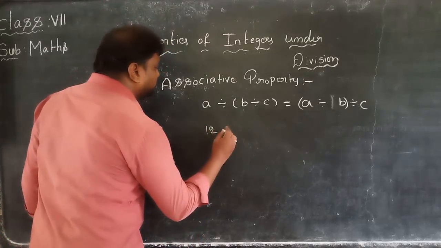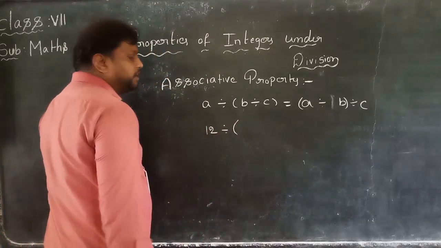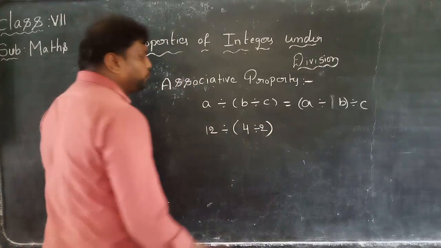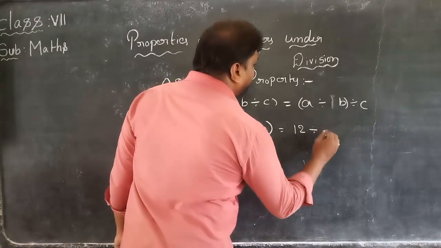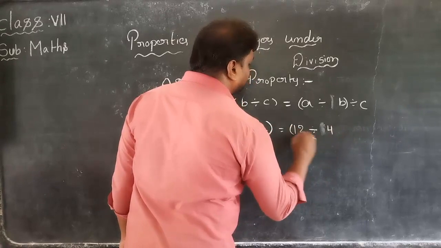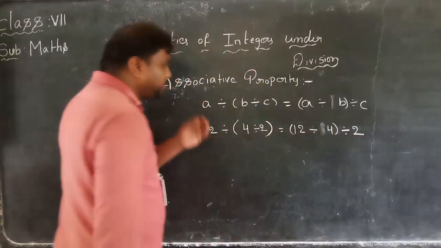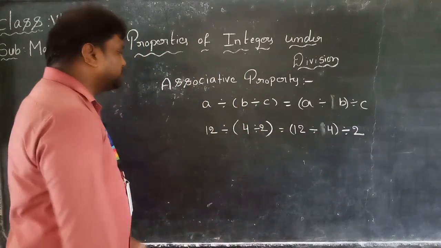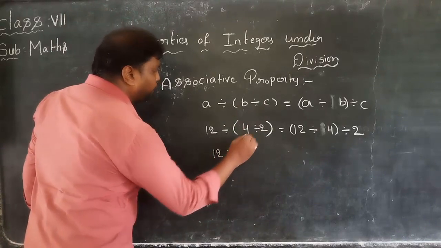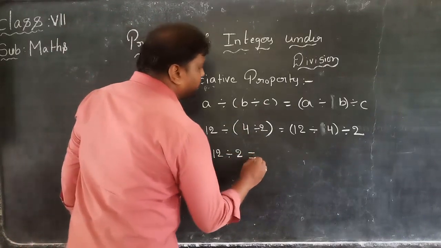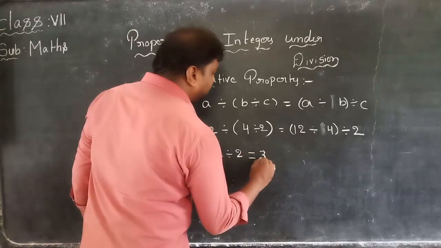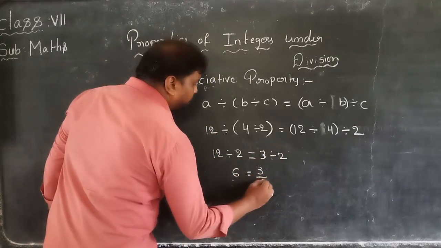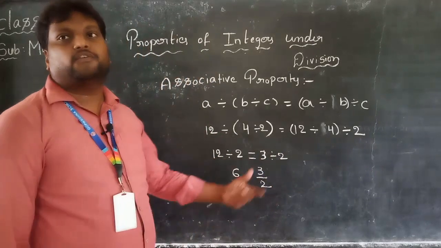12 divided by 4 divided by 2 is equal to 12 divided by 4 divided by 2. Here I am taking a value as 12, b value as 4, c value as 2. Now I will check. 12 divided by 4 divided by 2 means 3 divided by 2 on the left side; 4 divided by 2 means 2, and 12 divided by 2 means 6 on the right side. That means LHS is not equal to RHS.